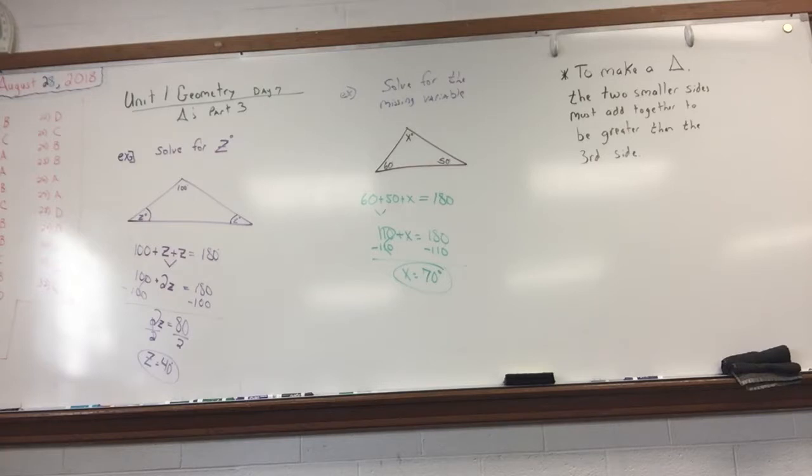So the two smaller sides, when I add them together, must be greater than the third. Not the same, not less than, greater than the third side.